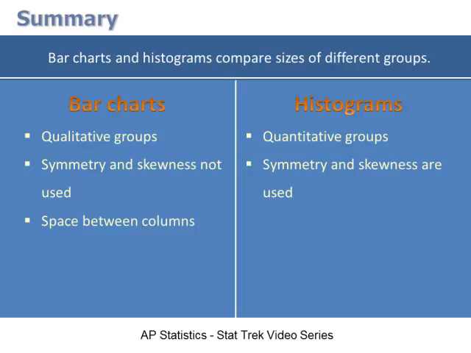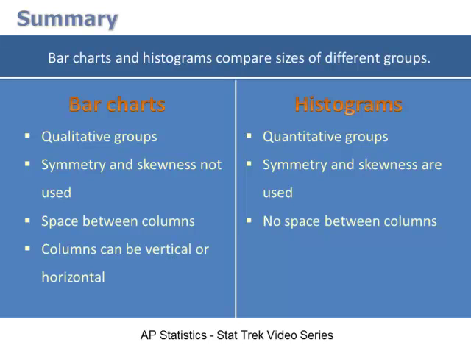Bar charts have space between columns, histograms do not. With bar charts, columns can be vertical or horizontal. With histograms, columns are only vertical.